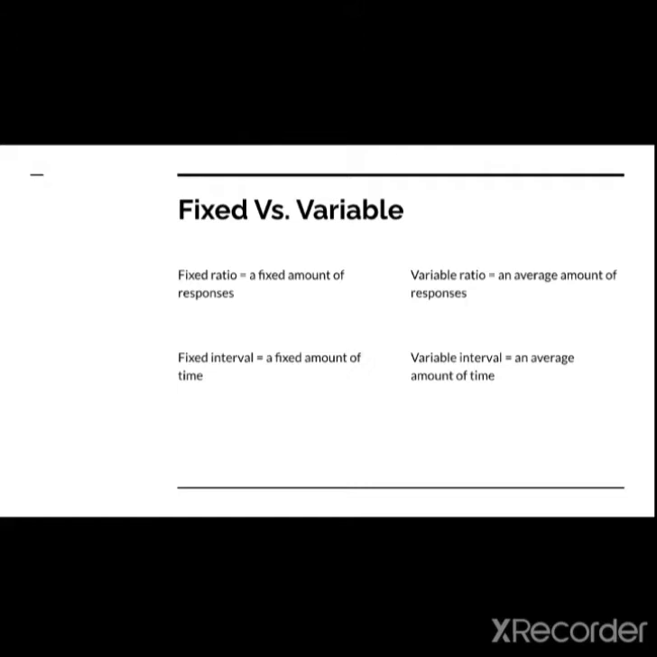Then you have variable ratio. Variable ratio is on average. It's the average amount of responses. So it could be a VR2, a VR4, a VR6, but you're going to have that middleman. So you're going to have that VR4, and on average, you're going to reinforce the individual every 4 responses. However, it's on average. So you could reinforce them every 3 responses, every 5 responses. It's intermittent, okay? Then you have variable interval, similar to variable ratio, just that it's an average amount of time.